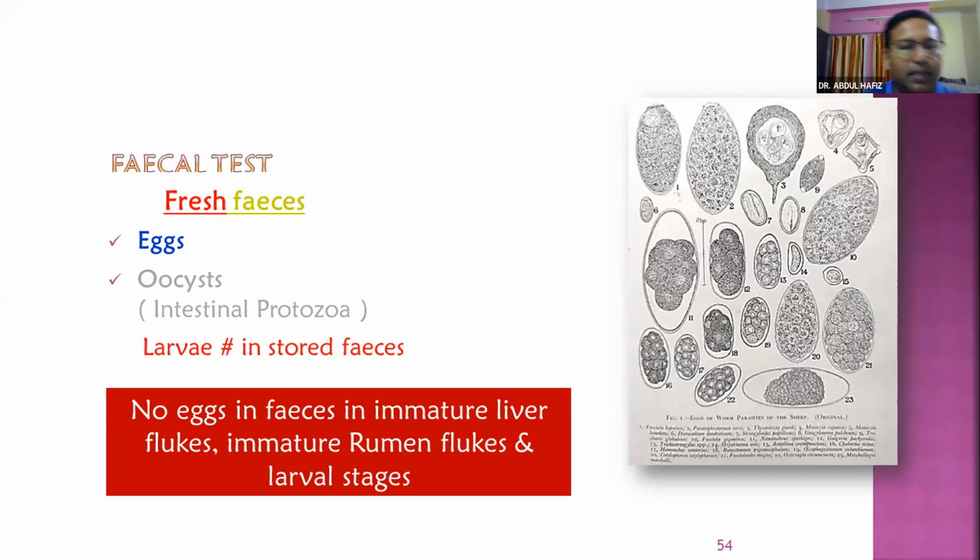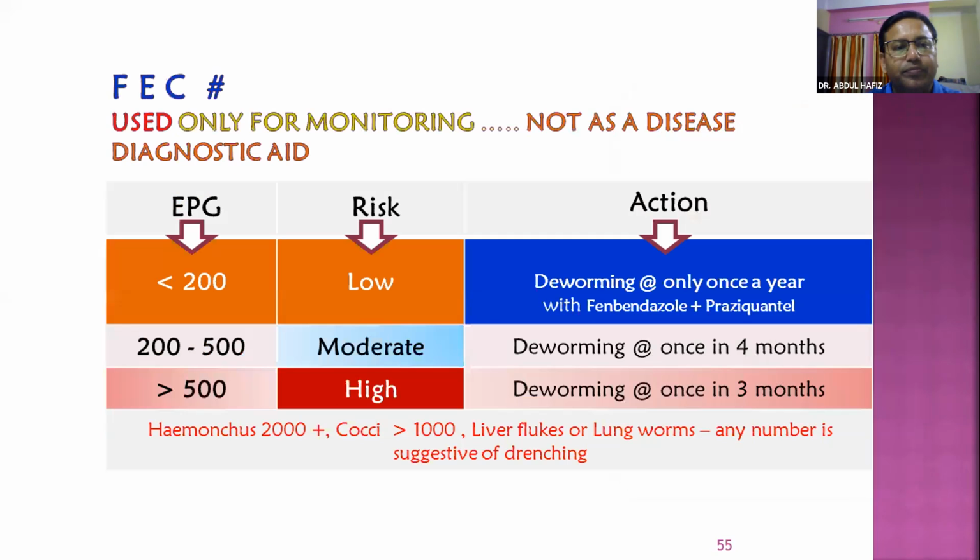Fresh fecal test: fresh fecal samples should be collected, otherwise larvae will develop due to moisture, humidity and temperature. Fecal egg count is used only for monitoring, not as a disease diagnosis. EPG, eggs per gram, less than 200 is not harmful, 200 to 500 is low to moderate, and more than 500 is high. So in case of a high EPG count, we have to use anthelmintic medication.